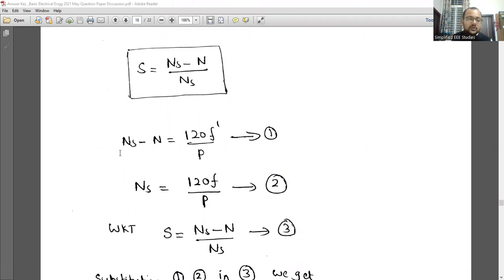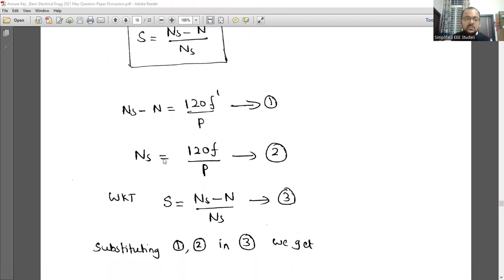So first of all, you can write Ns minus N, the difference between synchronous speed and rotor speed, equal to 120 f dash by P, where f dash is the rotor frequency. Ns equal to 120 f by P. Ns is known as synchronous speed. F is the supply frequency. Don't get confused about f dash and f. F dash is nothing but rotor frequency, whereas f is nothing but supply frequency. Please note down accordingly. Call them the first and second equation.